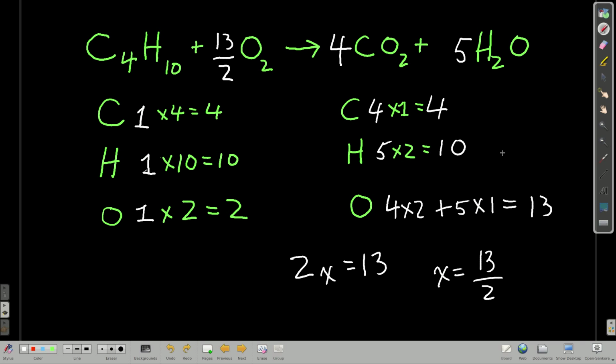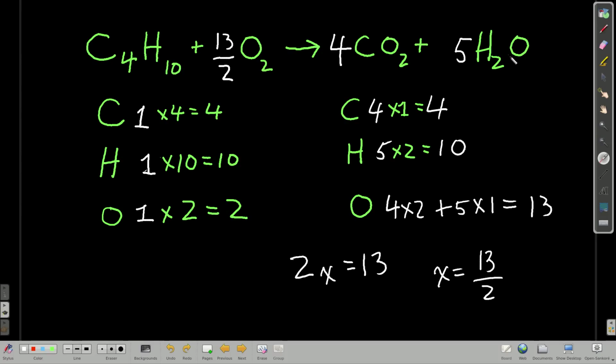Okay, so now that is a balanced equation, all right? We have the same number of each element on both sides. Check it. We have 4 carbons, 10 hydrogens, 5 times 2 is 10 hydrogens there. We have 13 halves times 2 is 13 oxygens here. 4 times 2 is 8, plus 5 times 1 is 5, is 13 over here. Everything's balanced. But here's the deal.